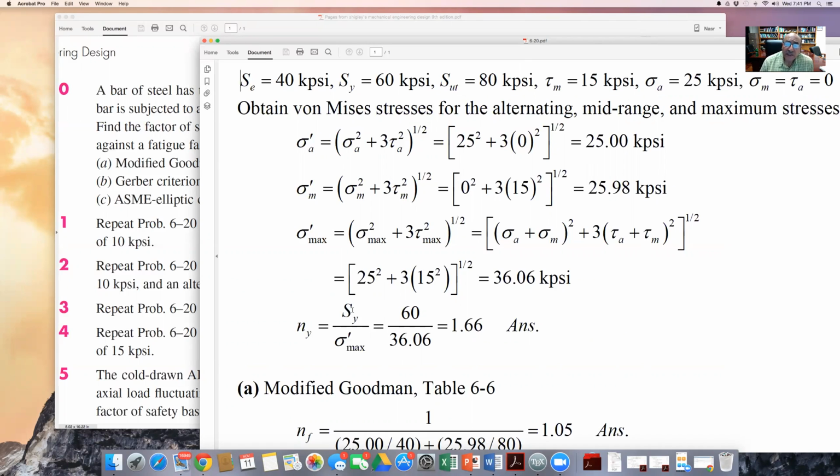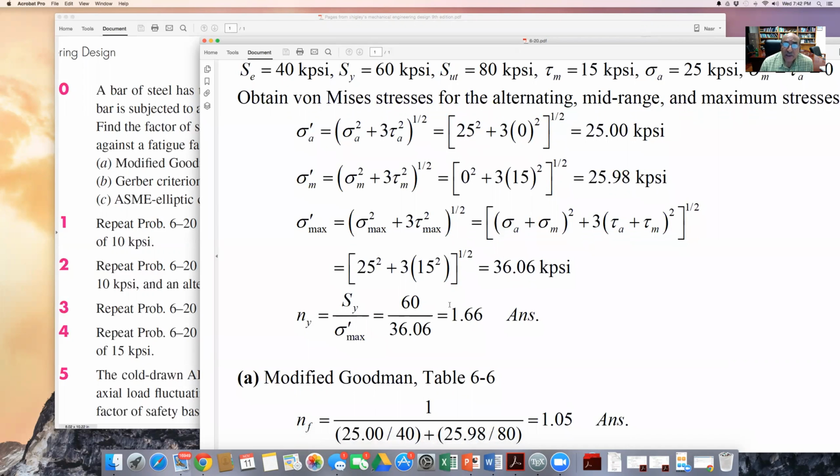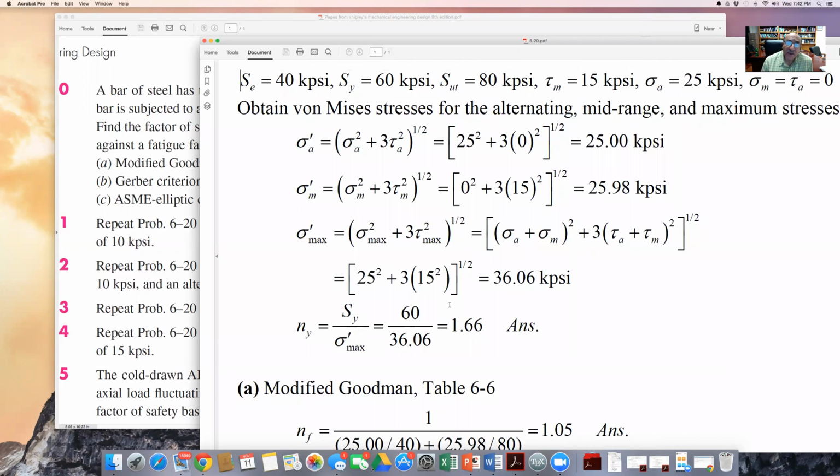So the factor of safety is the maximum allowable, which is 60, divided by the actual stress for the first cycle, which is 36. So we get a factor of safety of about 1.7. Now we go further to analyze the situation when we have fatigue. And for fatigue, now we just combine the stresses, and we forget about the original set of stress values, and we just focus on the von Mises values.